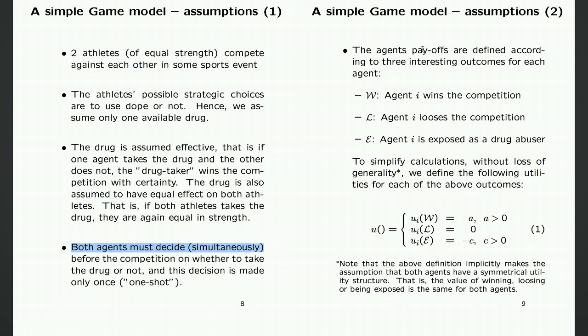Okay, some further assumptions here on the utility structure. We assume here that there is a certain A here, which is the prize. So that is what we earn or get utility-wise by winning the competition. And there is a losing utility of 0. And there is a positive C here, so we subtract some effect if we get caught. Okay. So this W is that the agent wins the competition, the L is that the agent loses the competition, this epsilon is the rare occasion that an athlete is exposed as a drug abuser.